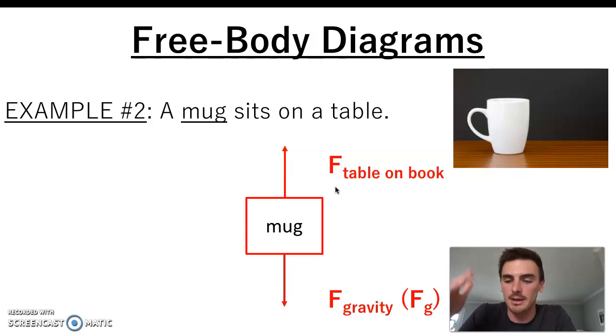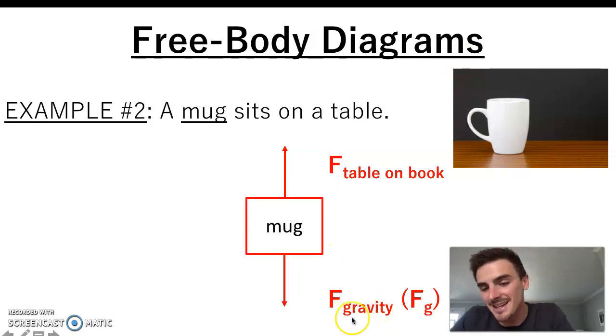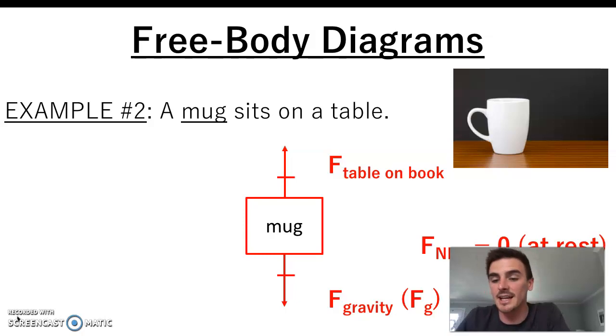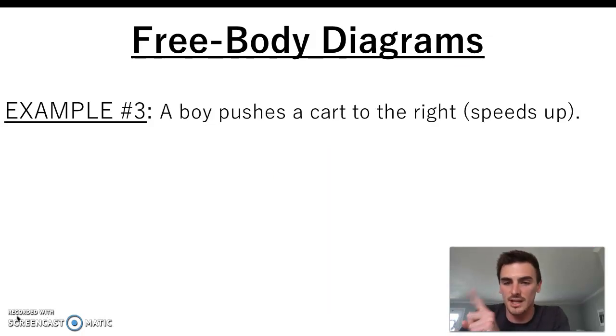Now, we don't think about a table as applying a force, but we know that it's resisting the force of gravity, that mug pulling downwards. And again, since it's just sitting there, those two things are going to cancel each other out. Okay, so there's my little tick marks again, and again the object's at rest. Let's do one more example here.